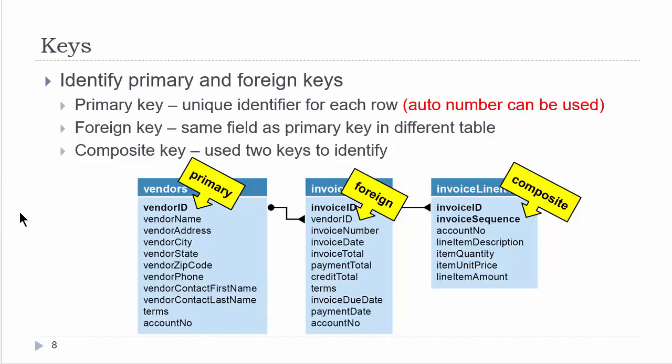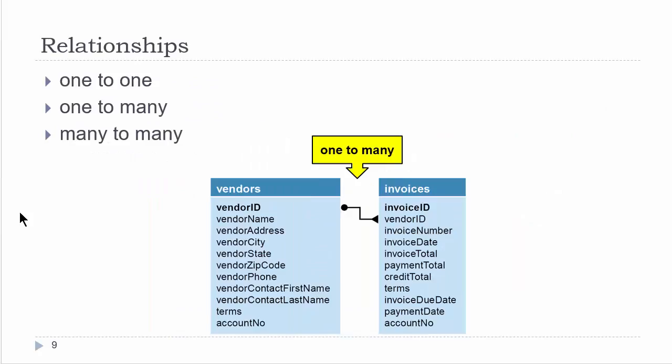A foreign key would have the same heading as a primary key in a different table, and therefore we can draw some kind of a relationship between the two of them. You might also need what is called a composite key, where each record is uniquely identified by two different keys. There are three basic types of relationships that can exist between tables: a one-to-one, a one-to-many, and a many-to-many. And these relationships are built upon the primary and foreign keys.